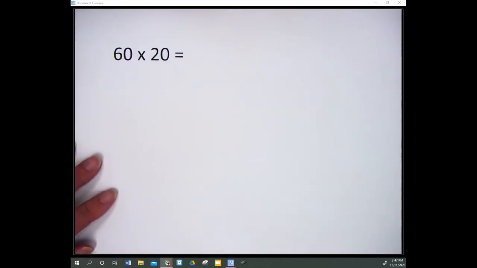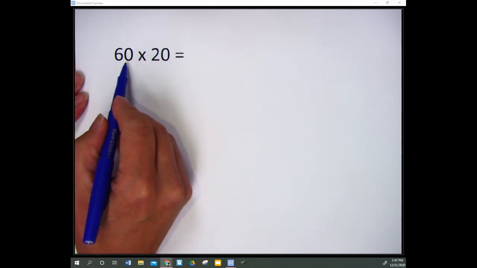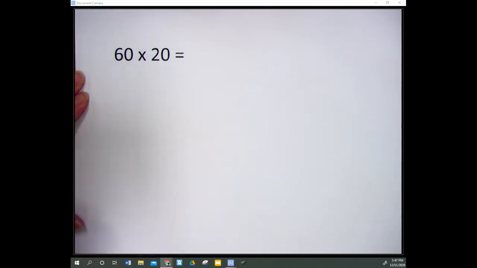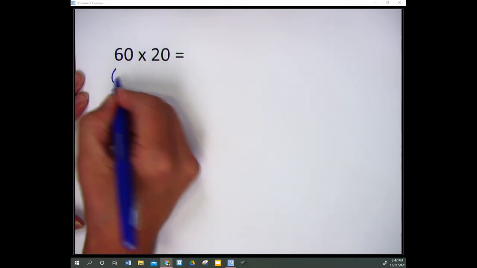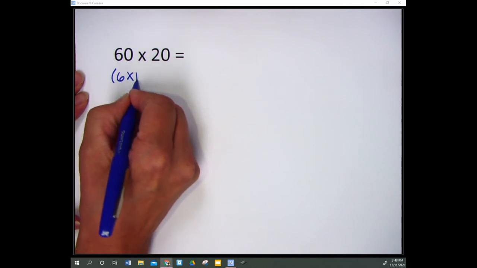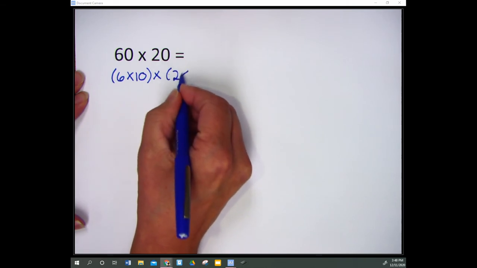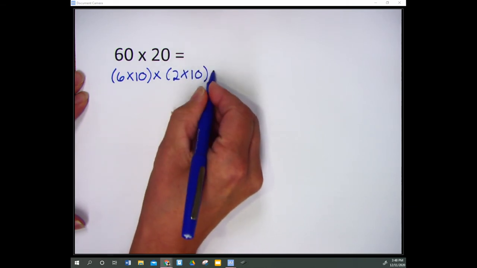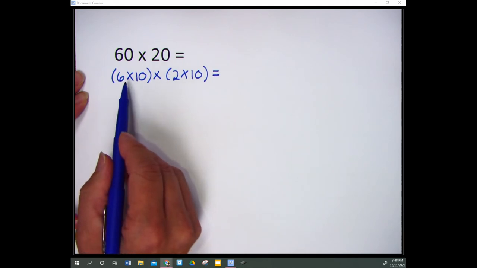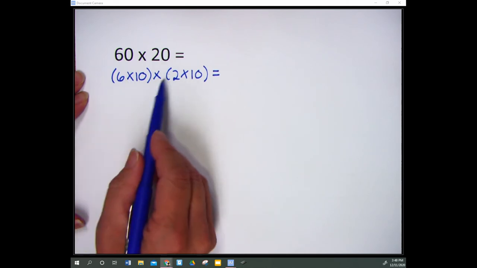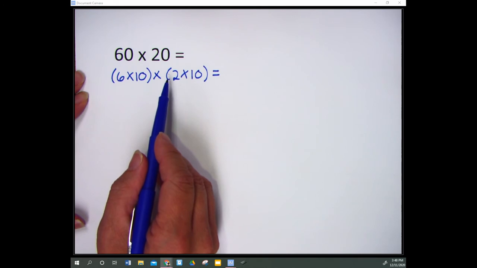Okay, so we're going to use that associative property to find the products for some problems here. The first thing I'm going to do when I do 60 times 20 is break up that 60 and that 20 into factors. This would be a 6 times 10 times, let's see, my 20 would be a 2 times 10. And as you know, I'm interested in using that associative property to group these factors differently so they're easier to work with in my head.